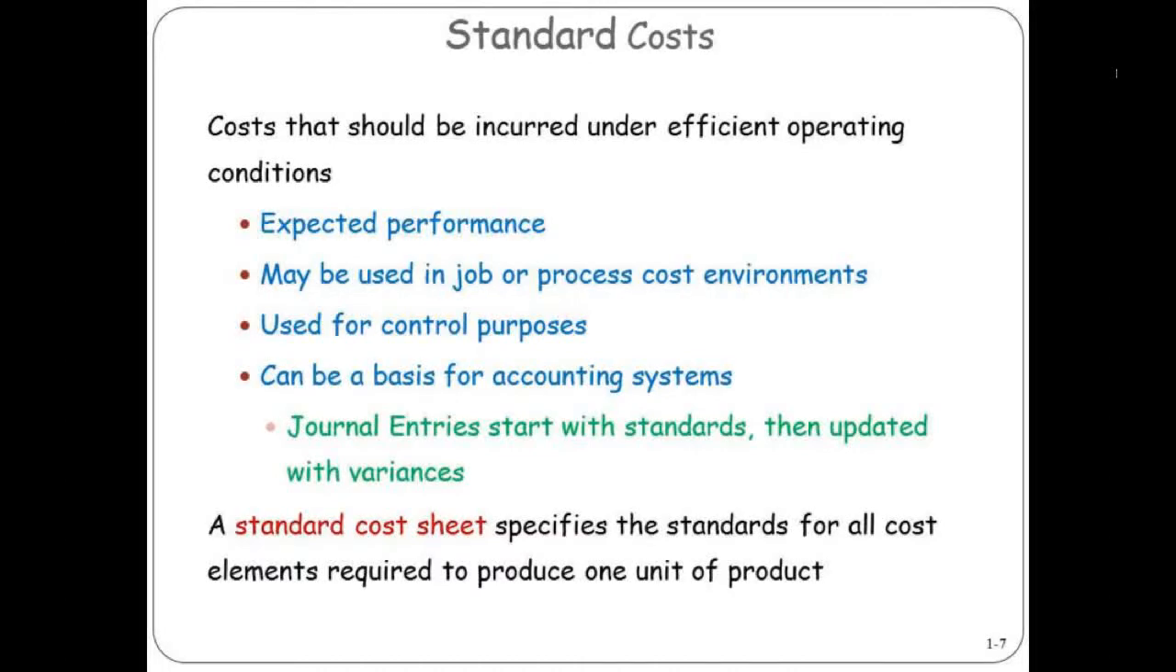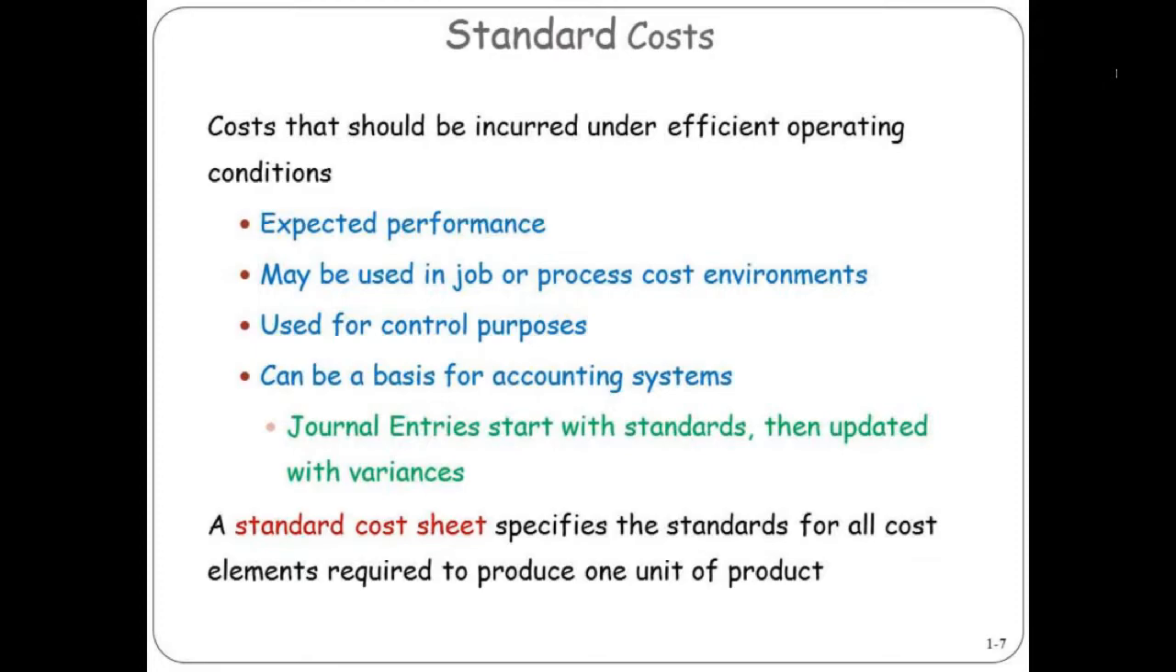It's the cost you expect to incur under efficient operating conditions. You expect to use 3 pounds of aluminum to build a product. You expect it to take a half an hour of unskilled labor to complete that product, whatever it is. So it's the cost that should be incurred under efficient conditions. It doesn't matter whether you're job costing or process costing. It can be used in either environment.